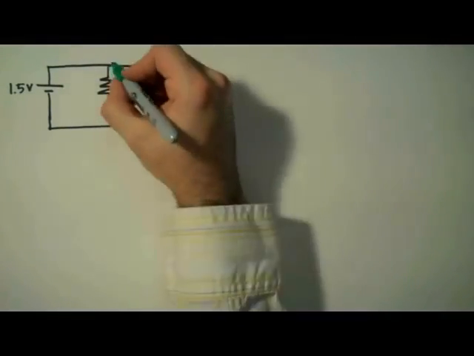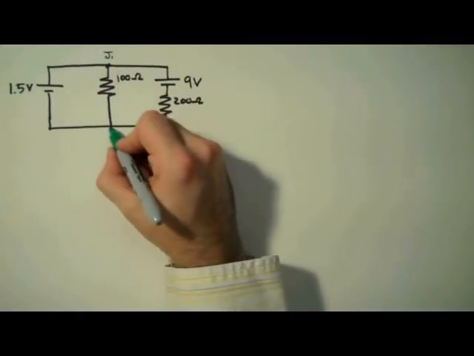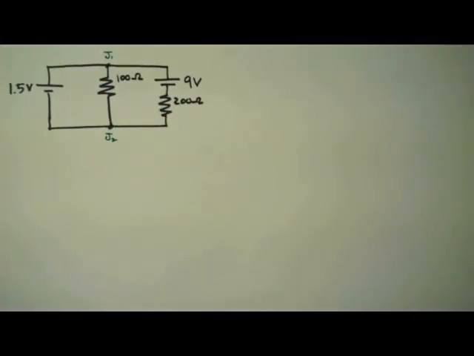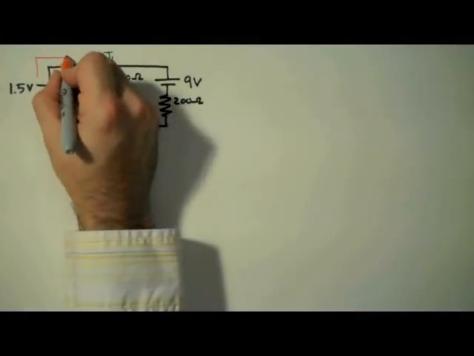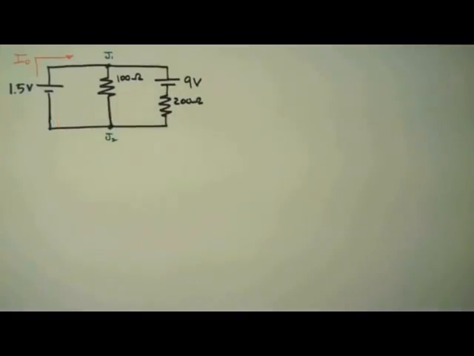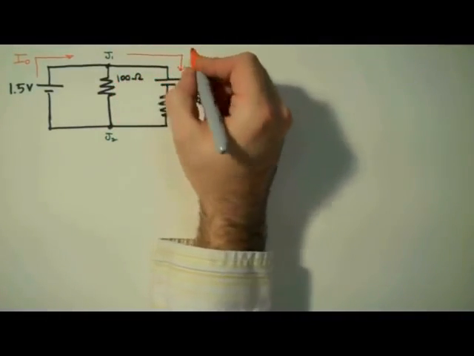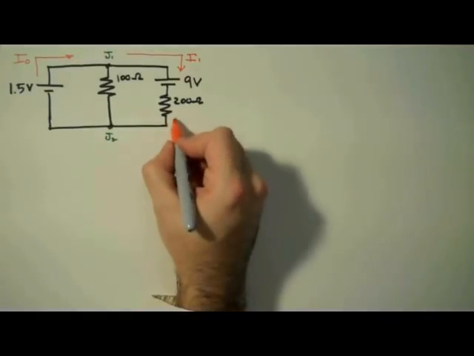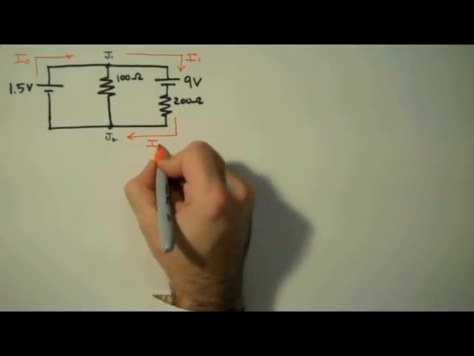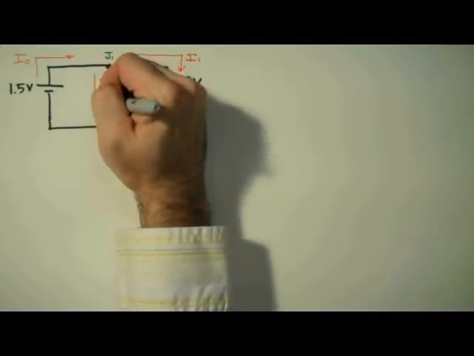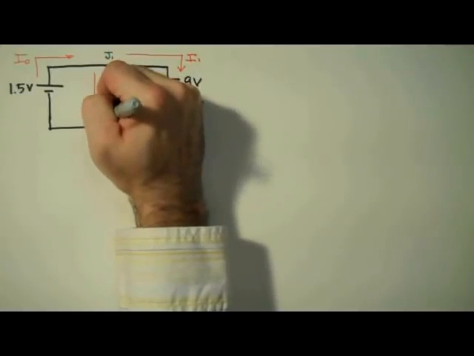As always, when using Kirchhoff's rules, we're going to start by labeling our junctions. I'm going to label mine J1 and J2. Next, we label our currents. I'm going to label this current I0. After junction 1, I'll have I1 on the right leg. Note that I0 does not pass through junction 1. This middle leg will be I2.